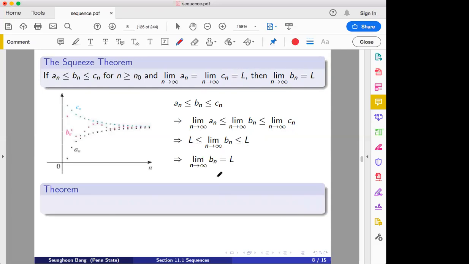We have the one theorem. If the limit of the absolute value of An is 0, then the limit of An is also 0. This is true. So how can you prove it? The proof is like this. An is between minus the absolute value of An and the absolute value of An. Does it make sense?